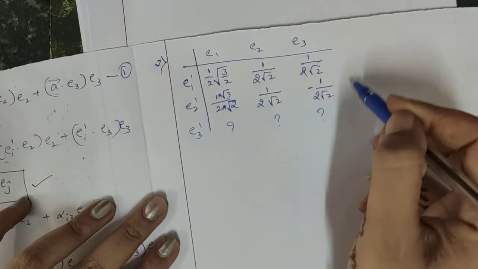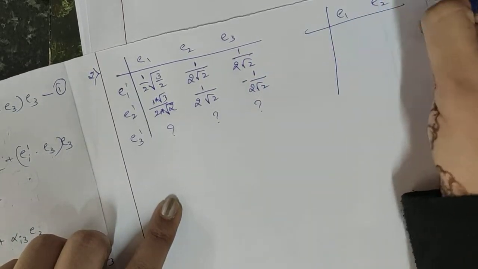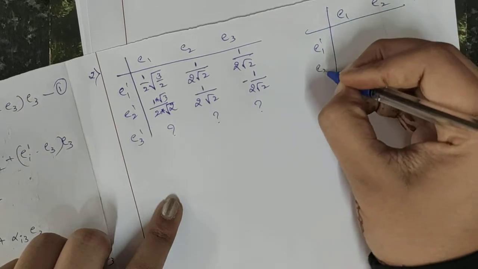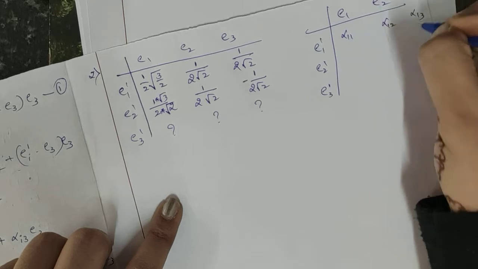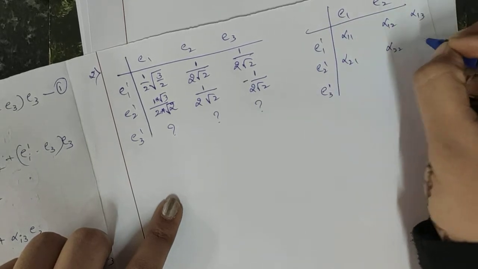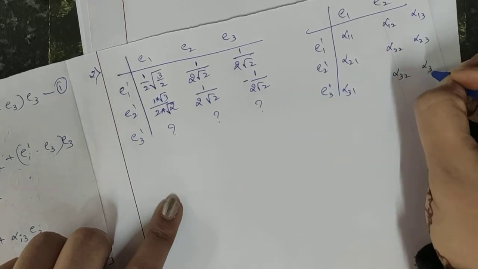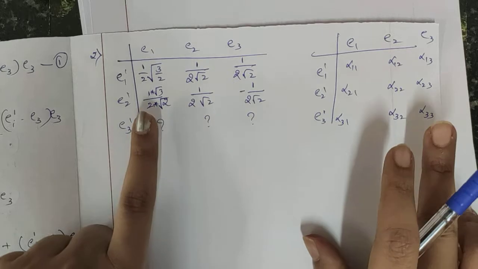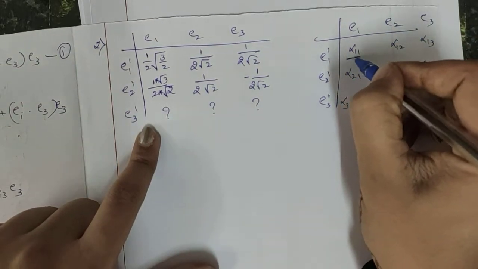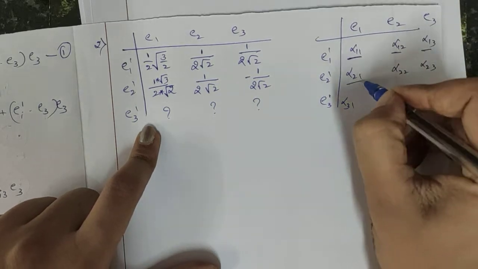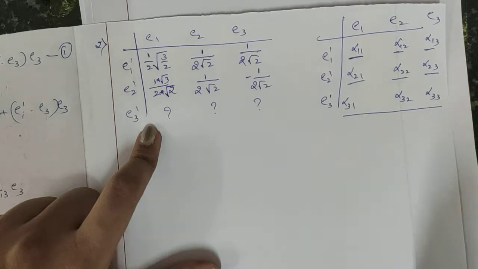So if I express this in a matrix form, this is nothing but E1, E2, E3, E1 prime, E2 prime, E3 prime, alpha 1 1, alpha 1 2, alpha 1 3, alpha 2 1, alpha 2 2, alpha 2 3, alpha 3 1, alpha 3 2, alpha 3 3. Right? So compare these two transformations now. If you compare, you can say that we know the values of alpha 1 1, 1 2, 1 3, 2 1, 2 2, 2 3. We have to find out alpha 3 1, alpha 3 2, alpha 3 3.